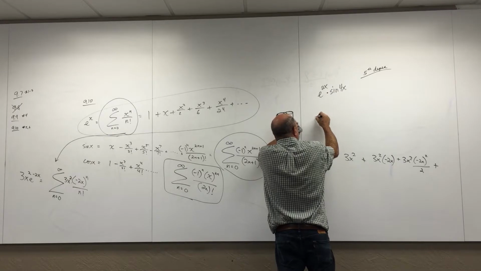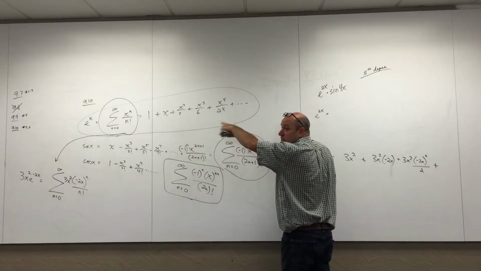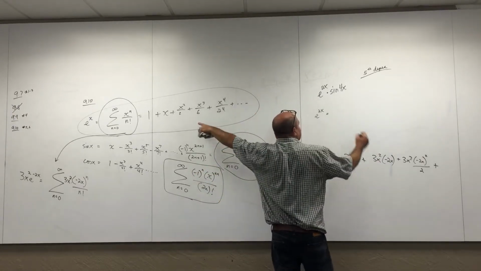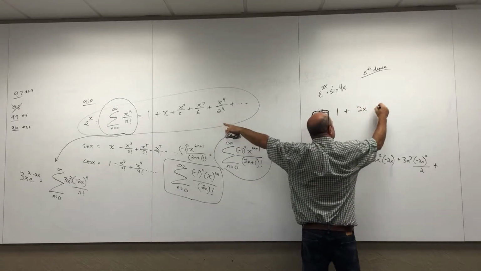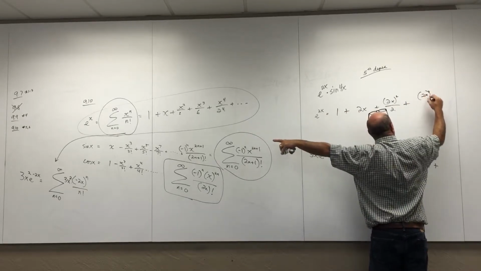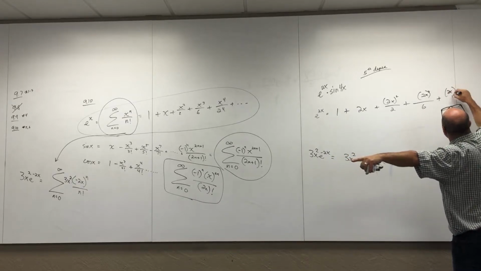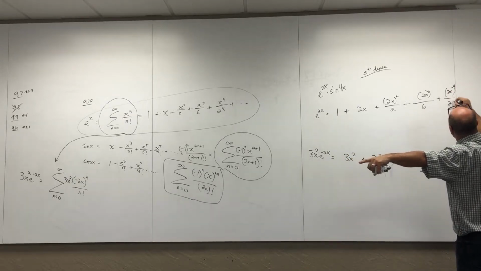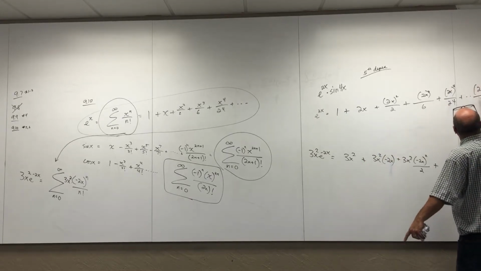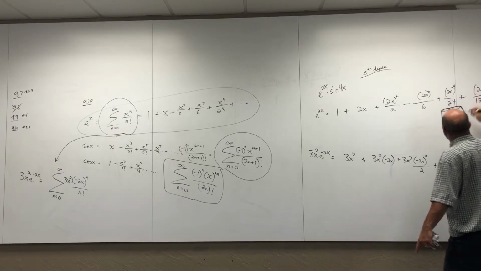Let's see. Can you build one for e to the 2x? How do you do e to the x? Oh, that's easy. There's e to the x. And how do I get e to the 2x? Replace all the x's with a 2x. That's a 2x. That's a (2x) squared over 2. That's a (2x) cubed over 6. That's a (2x) to the 4th over 24. Blah, blah, blah. Maybe I need (2x) to the 5th over 120, right? I'm going to stop there.